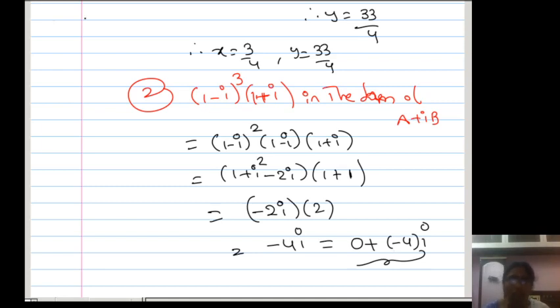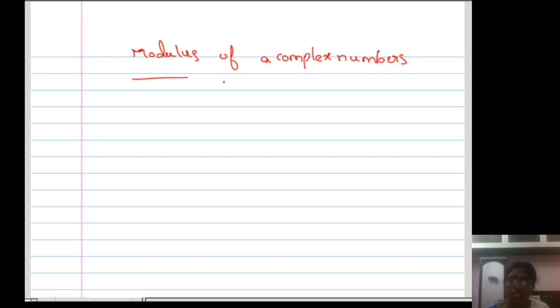Now our main topic in today's session: write down the heading and the definition. How to find the modulus of a complex number. What is the meaning of modulus? How to find the modulus? What are the properties related to modulus? That I am going to discuss in this session.